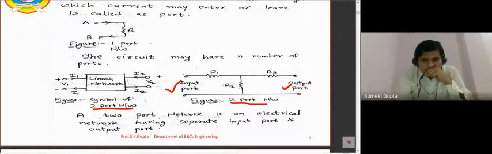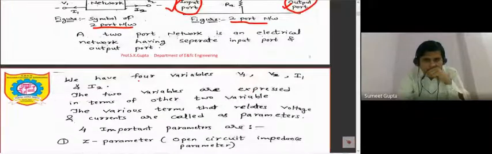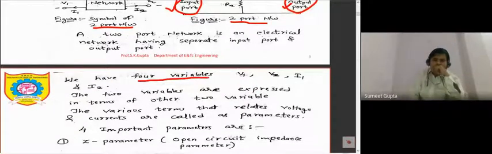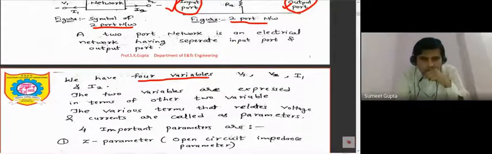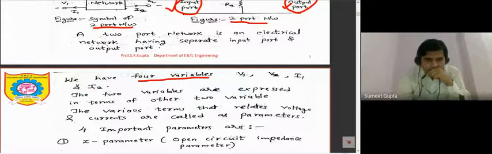The definition of a two-port network: it is an electrical network having separate input port and output port. As we have seen, how many variables are there? V1, I1, V2, I2. Total four variables. Now, we are taking any two variables from these. How many variables have I taken from four? Two variables. Now how many are left? Two variables are left.